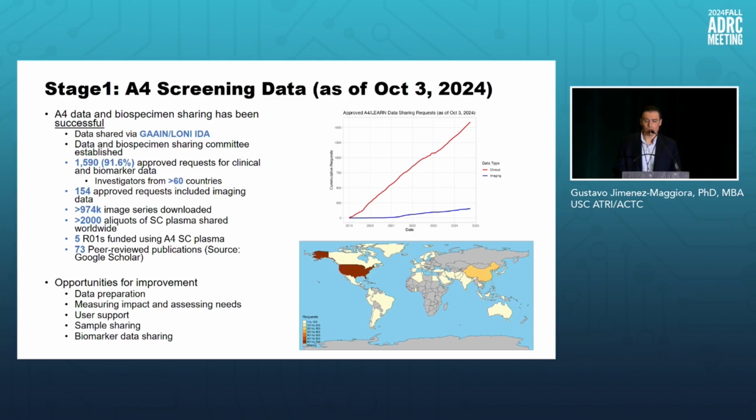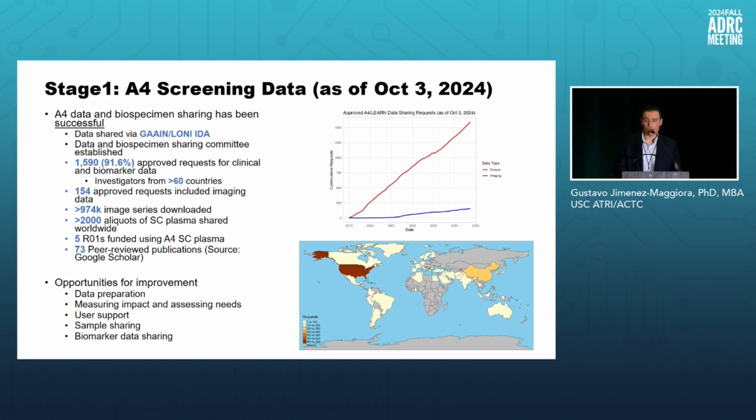I think most importantly, in terms of measuring the impact of this effort, about 73 publications have referenced the A4 pre-randomization data set. Now, while these efforts have been successful, we've also had a number of lessons learned.